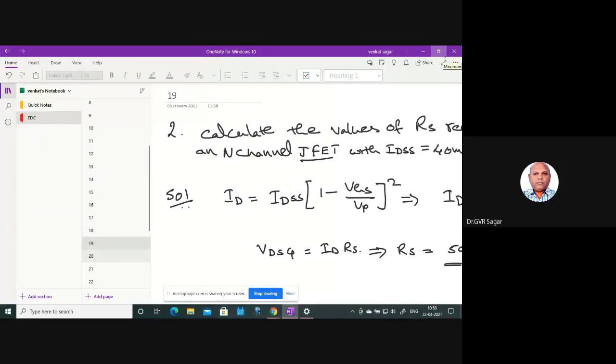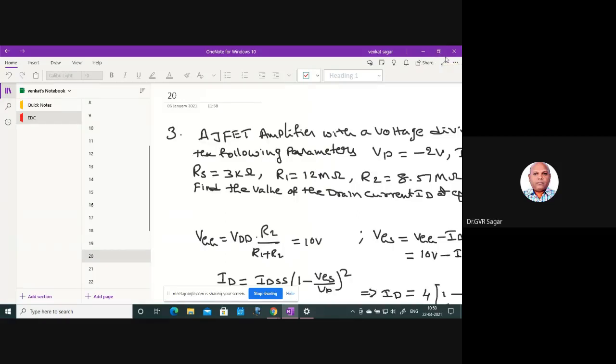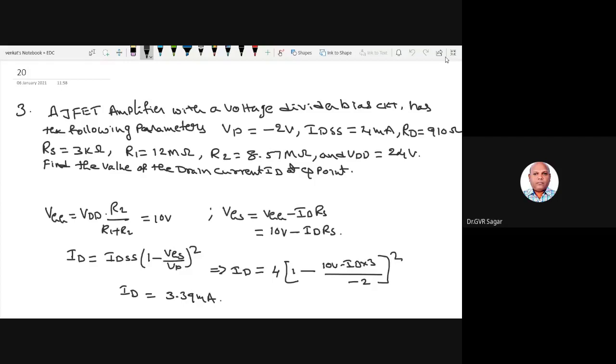And coming to the next problem, a JFET amplifier with a voltage divider bias. They have already given voltage divider bias. The parameters given are VP of -2 volts, IDSS of 4 milliamps, RD, RS, R1 and R2. So for voltage divider bias, you have to draw the voltage divider bias circuit, right?